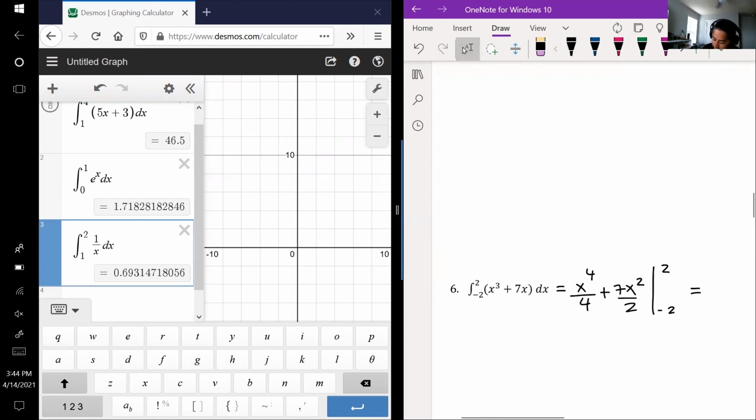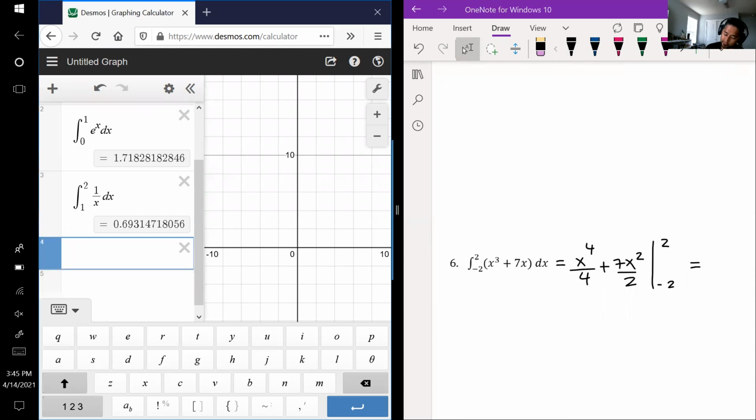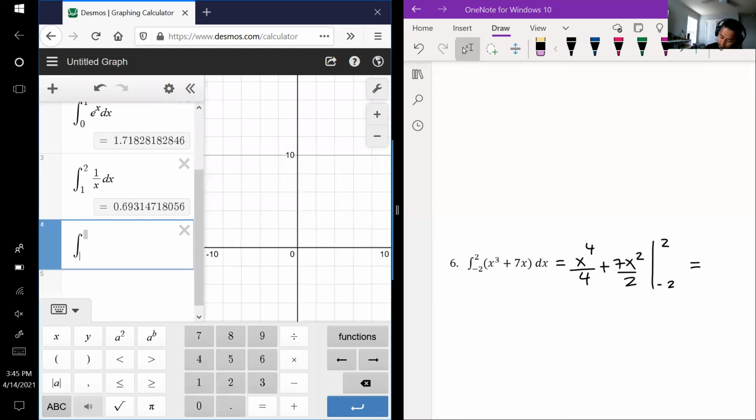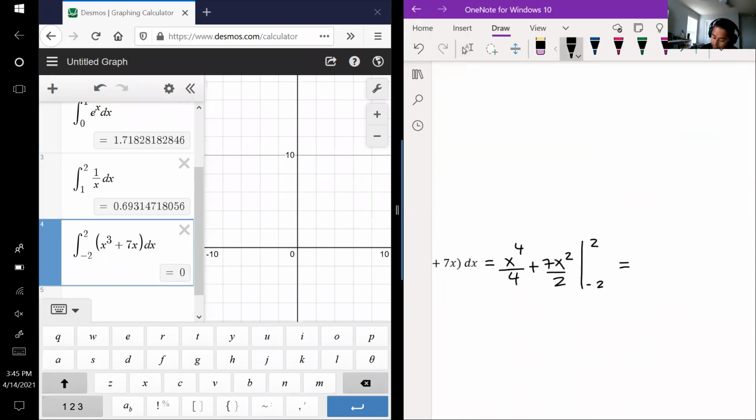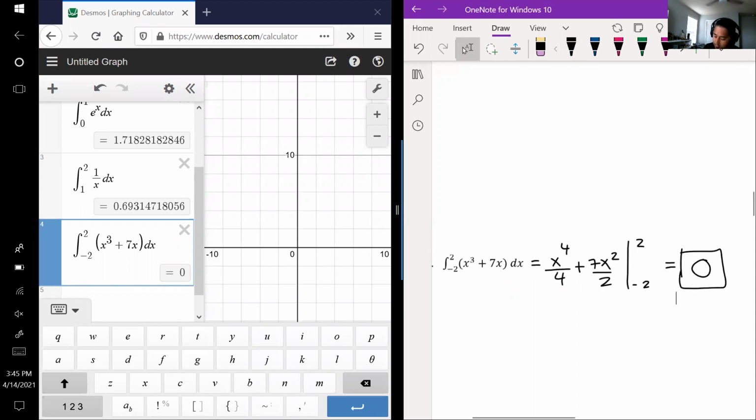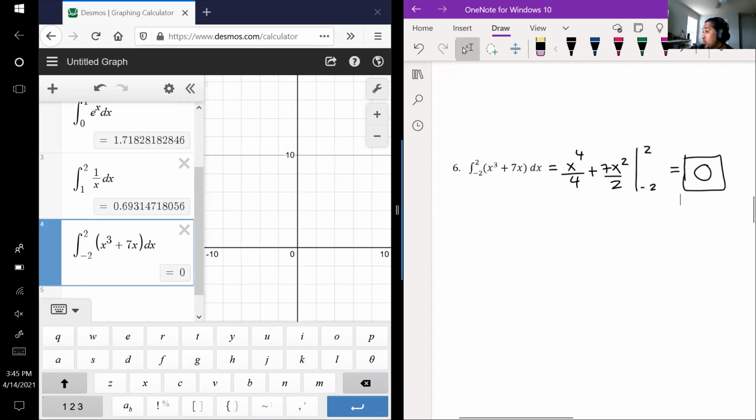Okay. And once again, Desmos for the win. -2, 2. And type in exactly as you see it. X cubed plus 7x. Close that with respect to x. And we get an area of 0. All right, cool.